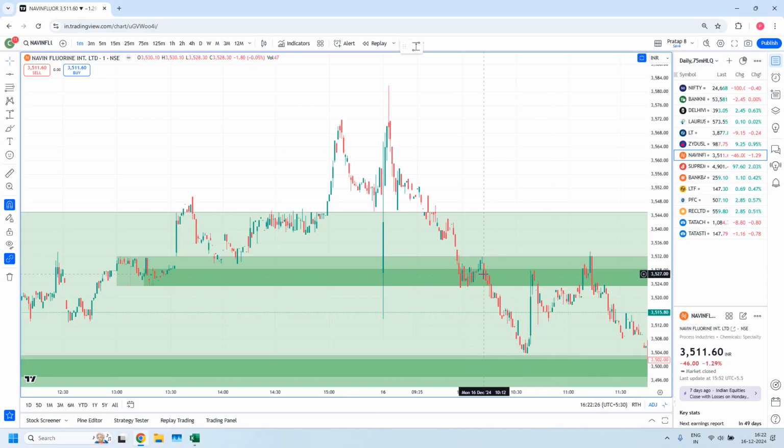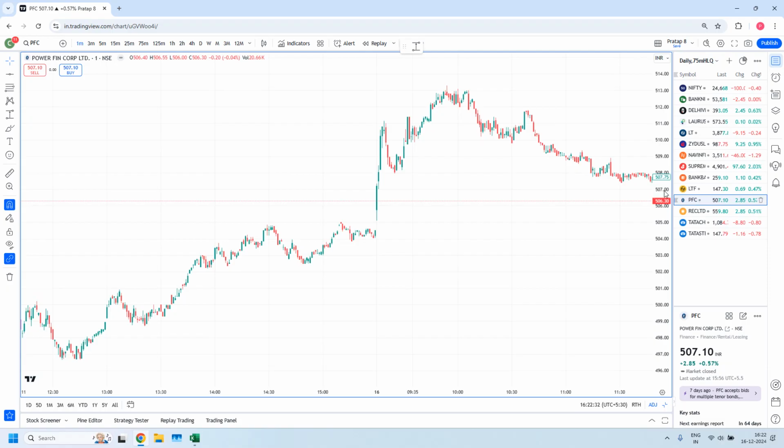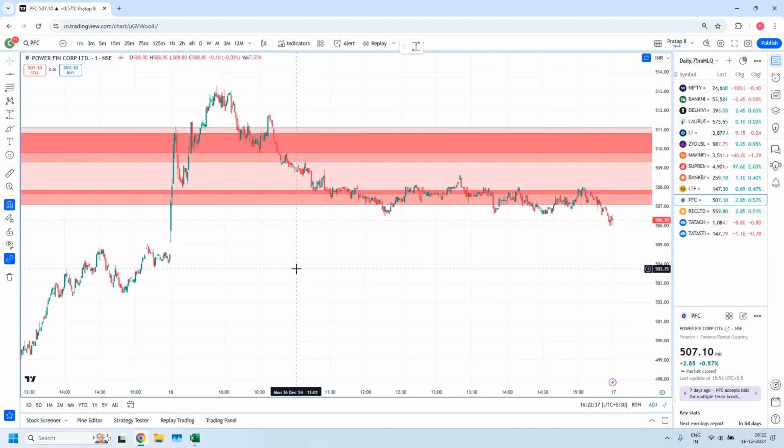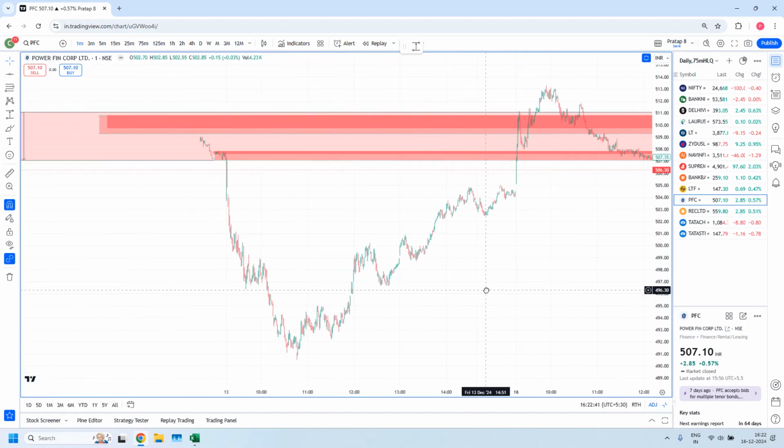Okay, this is about Navin Fluorine. There is one more, PFC. If you make a mistake, you would have taken a trade in this zone. That's why I am immediately explaining. Actually, you can't accept both the trades in PFC, because they are tested zones.